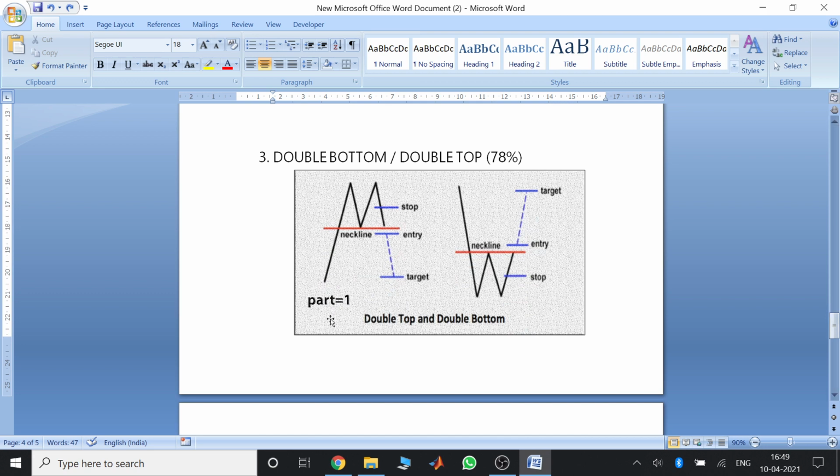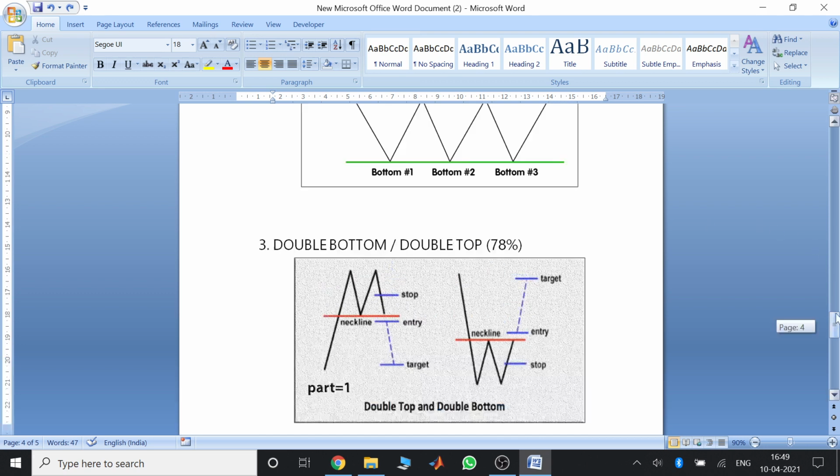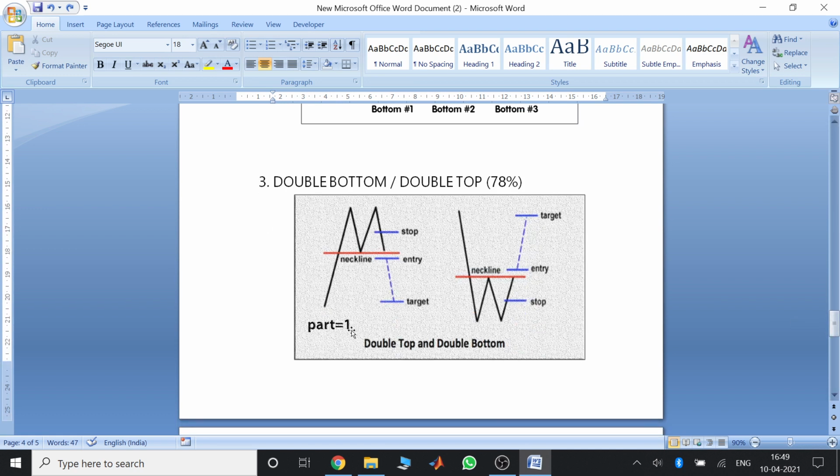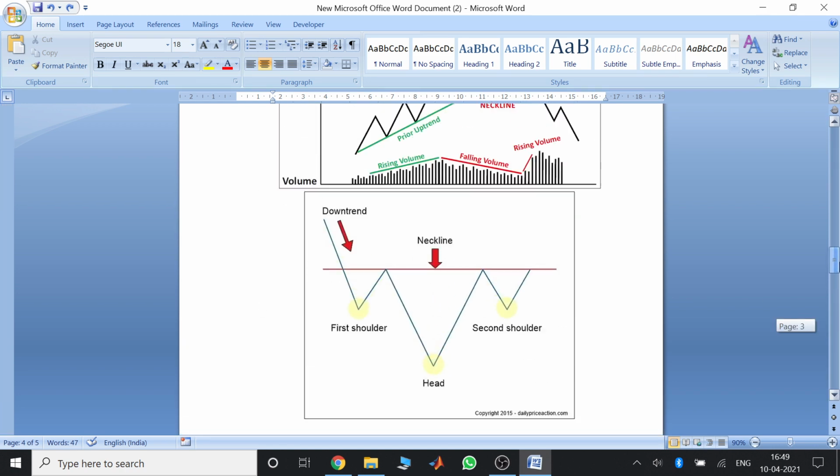Now a double top and double bottom is very similar to a triple top, but the only difference is that on the second attempt itself the neckline is broken. This low is called the neckline, and the neckline is broken in the second attempt itself. This is the double top, it forms two tops, and this is the double bottom. Now these are the important reversal patterns.